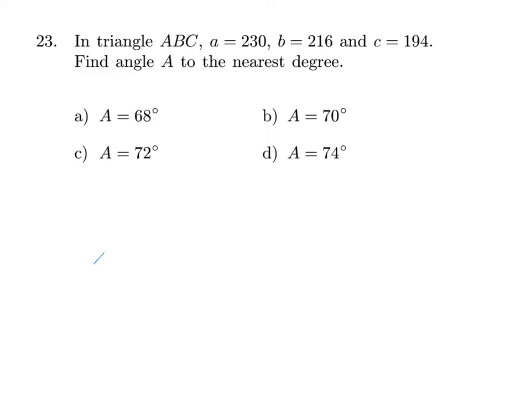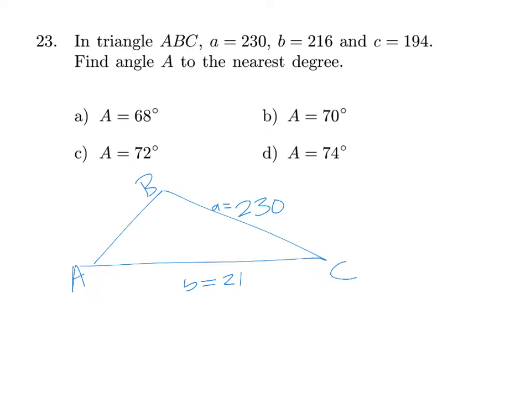All right, so I have A, B, C. Little a is 230. Then I have little b, or lowercase b, is 216. Lowercase c is 194. All right, I need to find angle A. This is my goal. Figure out this angle.